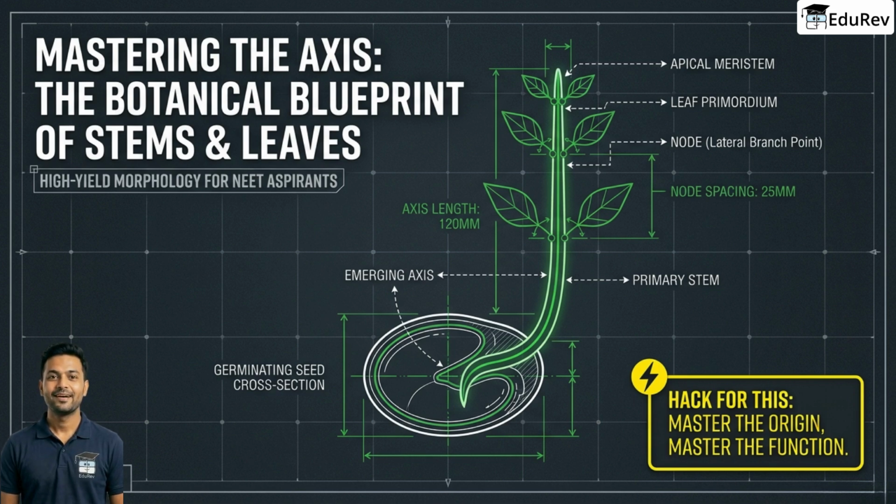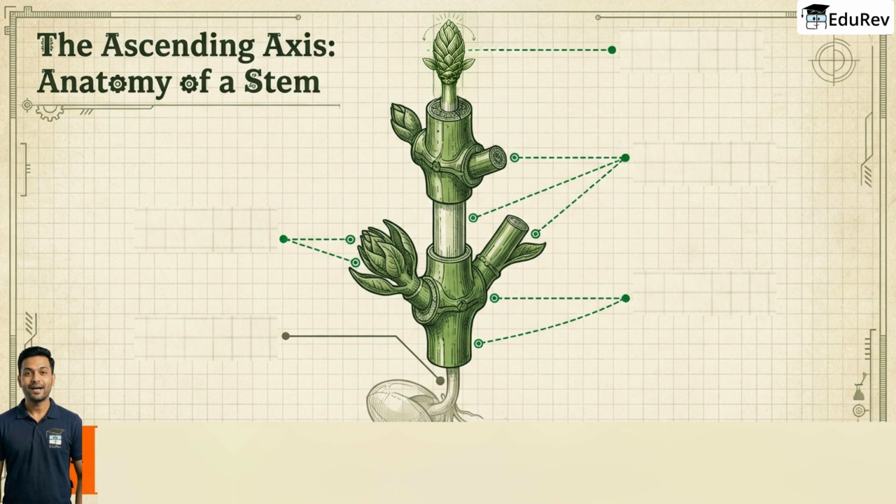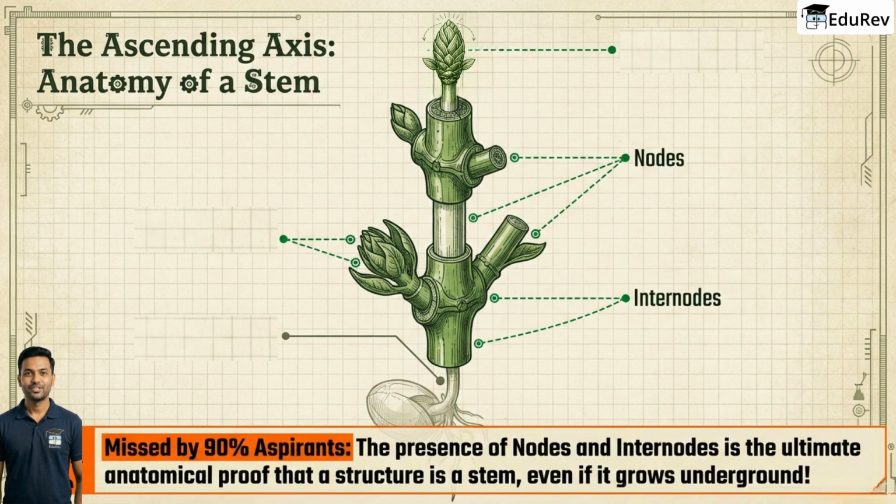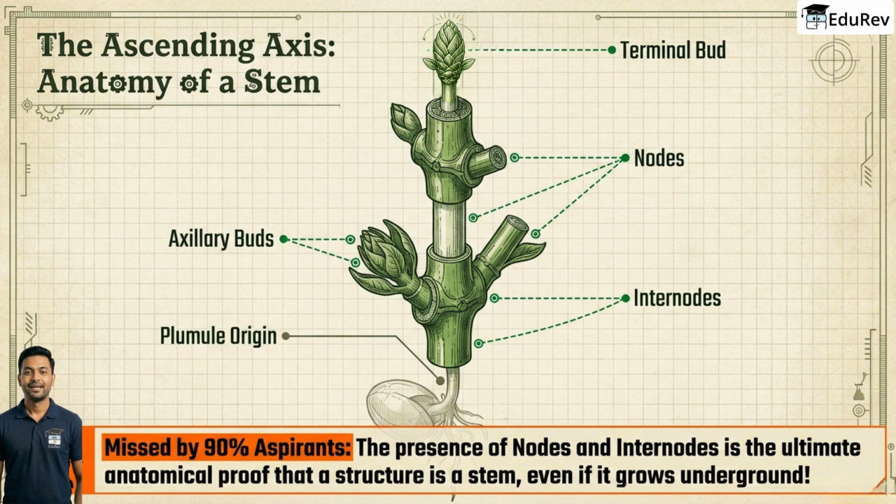The stem lifts, supports, and transports, while the leaf captures light and manages exchange. A neat exam point is to remember that many modified structures still trace back to these same basic origins. A true stem is identified by the presence of nodes and internodes, and that is the most reliable anatomical proof. Terminal buds continue upward growth, axillary buds sit in the leaf axils, and the plumule gives rise to the shoot system in the young plant.